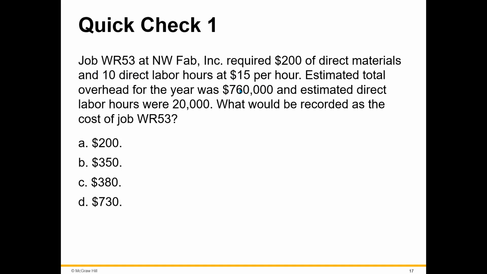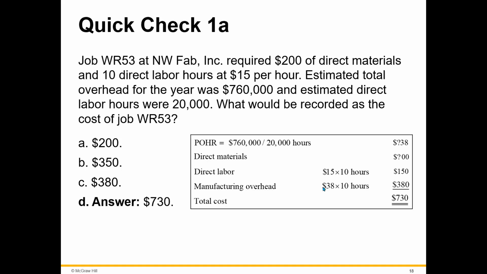Then the overhead is not directly given. We need to figure out the predetermined overhead rate for the whole year. And to do that, we need to divide the 760,000. This one is already combined, the variable and the fixed overhead, divided by the total estimated. Be careful, these two numbers are all estimated. So here is the answer. The predetermined overhead rate is $38 per direct labor hour.